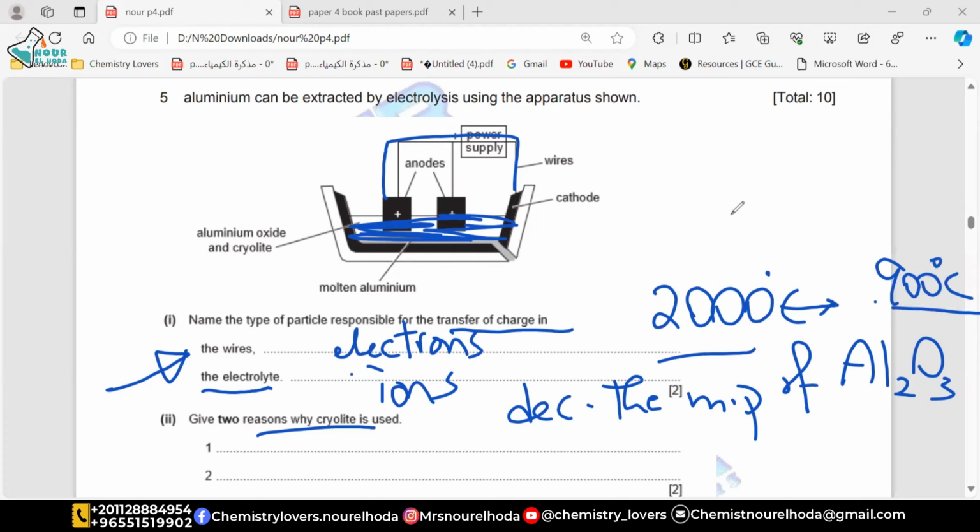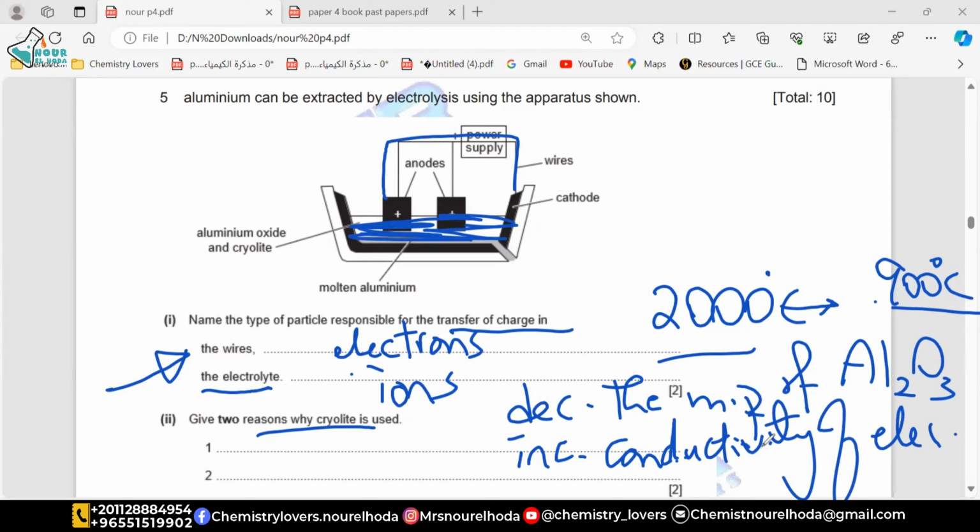Number 2, to increase the conductivity of electricity. It's going to make better conduction of electricity, to increase the conductivity of the electricity. It's going to conduct electricity in a better way.